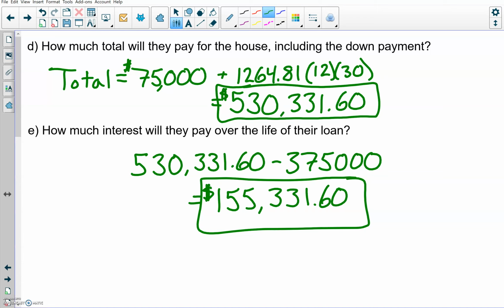So it's pretty ridiculous how much the banks get, and 3% is a really low rate, and these people are still ending up paying the bank over 30 years $155,331.60 for the privilege of getting the home earlier than normal. So keep that in mind as you are potentially out there in the real world buying a house on your own. Always keep in mind the interest.